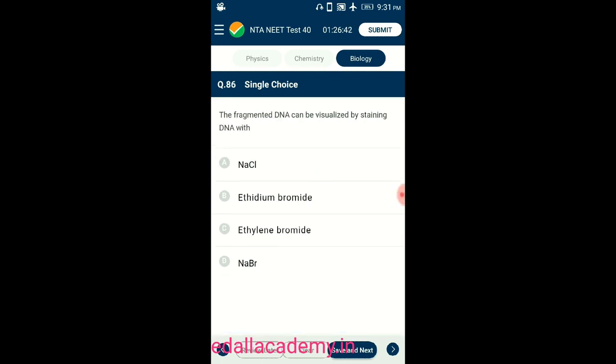Question number 86. The fragmented DNA can be visualized by staining DNA with. In gel electrophoresis, the fragmented DNA can be visualized only after staining the DNA with a compound known as ethidium bromide, followed by exposure to UV radiation, as pure DNA fragments cannot be seen in visible light without staining. So the name of the stain that can be used is ethidium bromide. So the correct option is B.